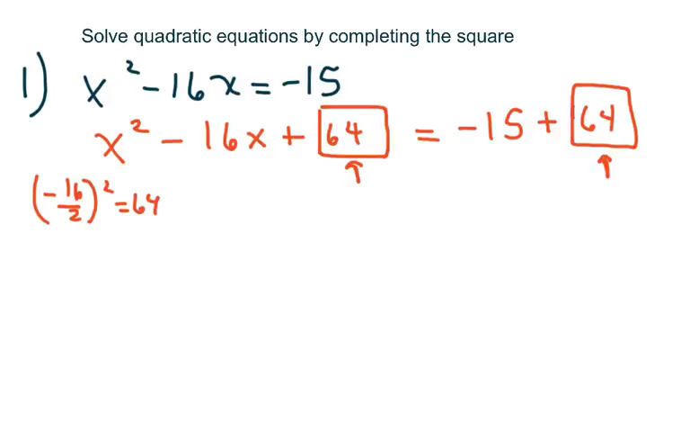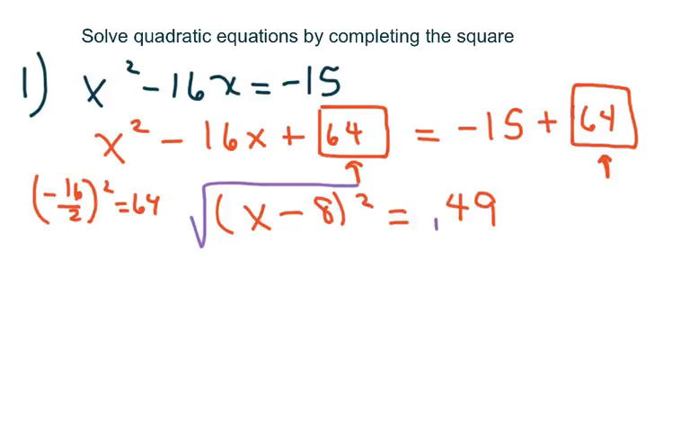Now we're going to make this side a perfect square trinomial, which is x minus half of 16, which is 8, squared. And on this side, we're just going to add these together, and we get 49. Now, to solve for x, we do like we did in the previous video. We take the square root of both sides. And remember, when you take the square root, you have to do plus and minus. So this eliminates this part here, and we get x minus 8 equals plus or minus 7.